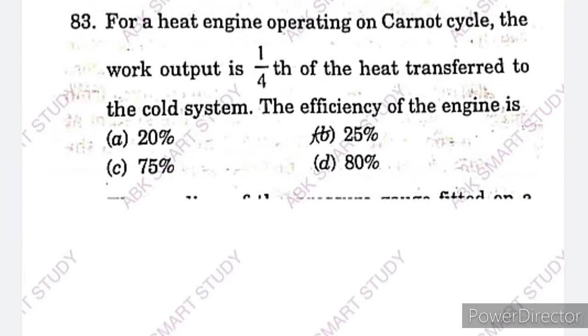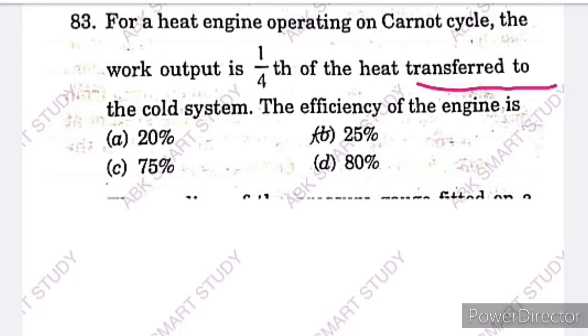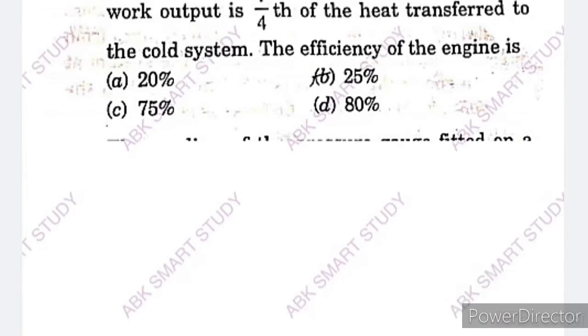For a heat engine operating on Carnot cycle, the work output is 1/4 of the heat transferred to the cold system. Then the efficiency of engine is 25%, given in option number 2, that is B. So option B is the correct answer. Next question.